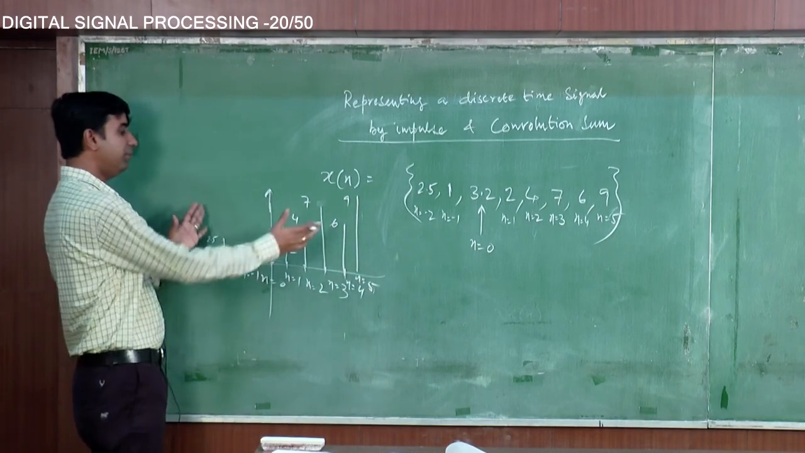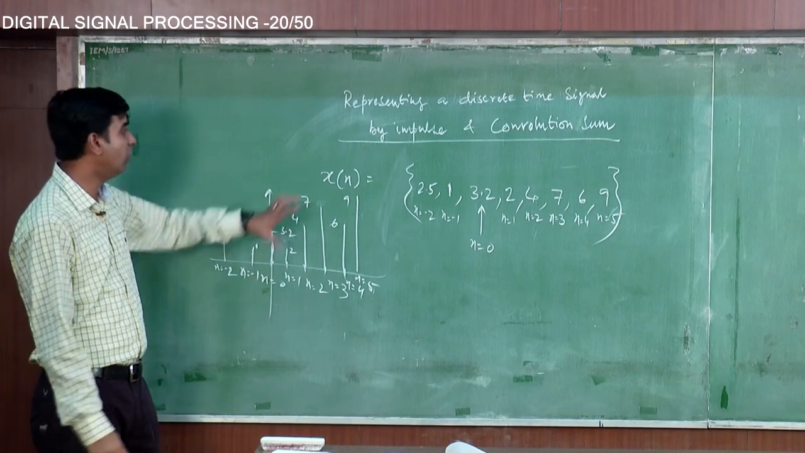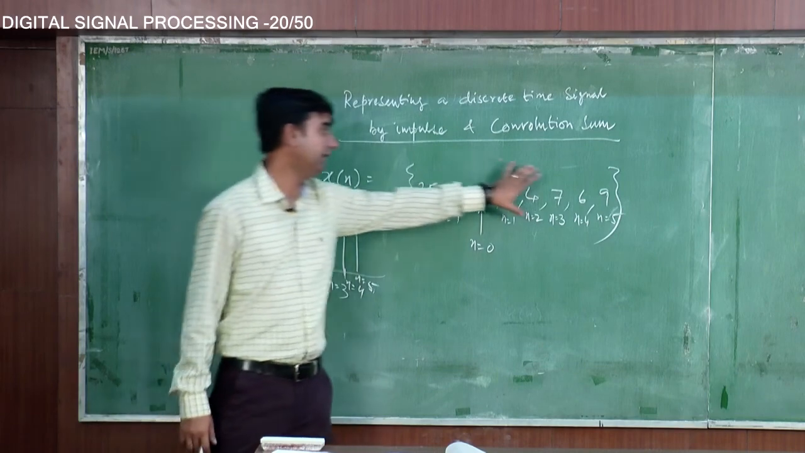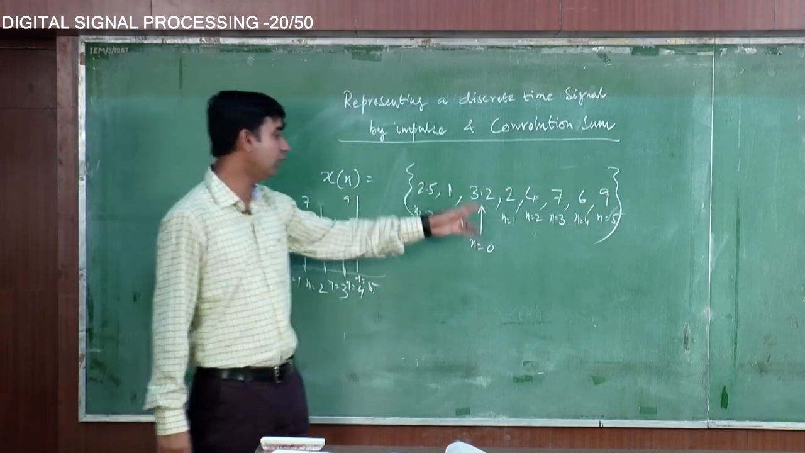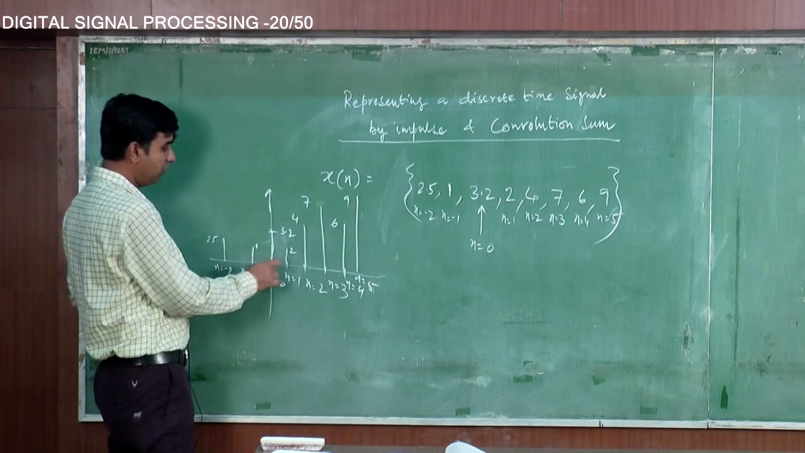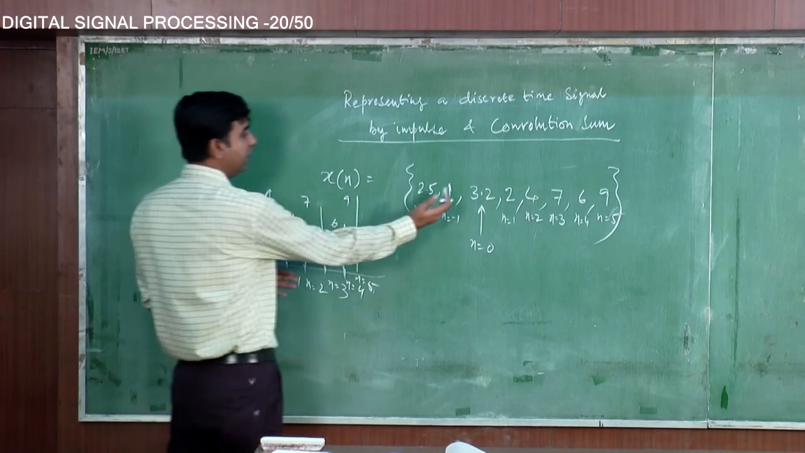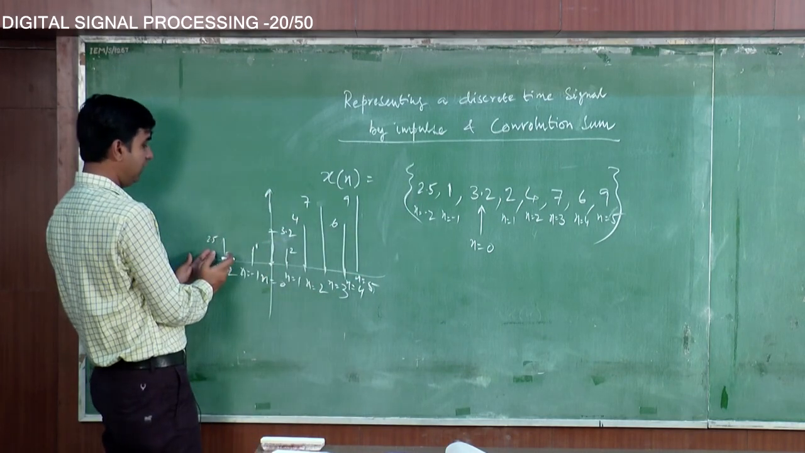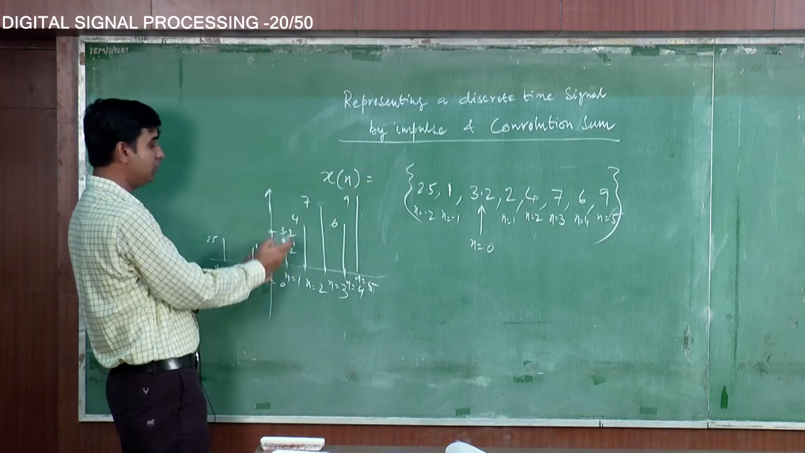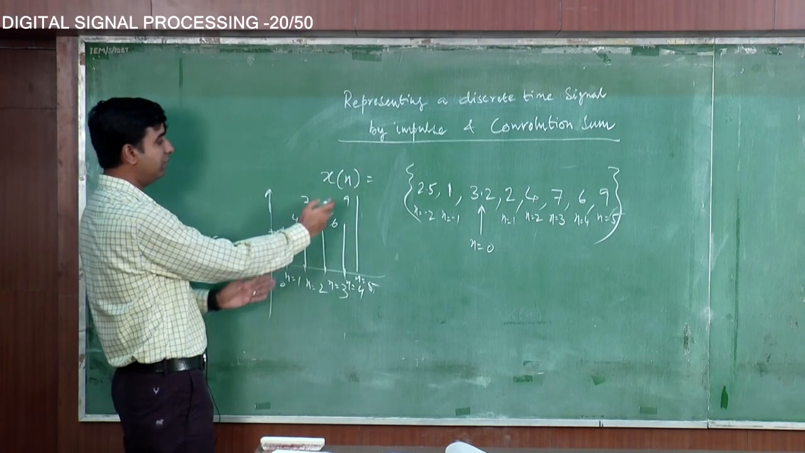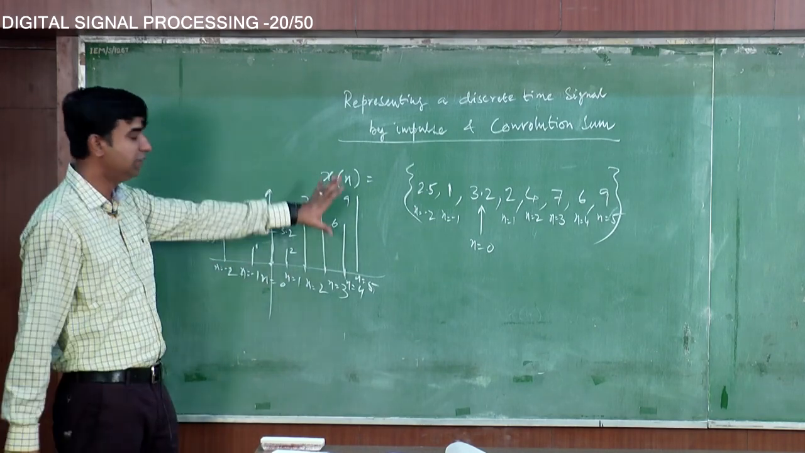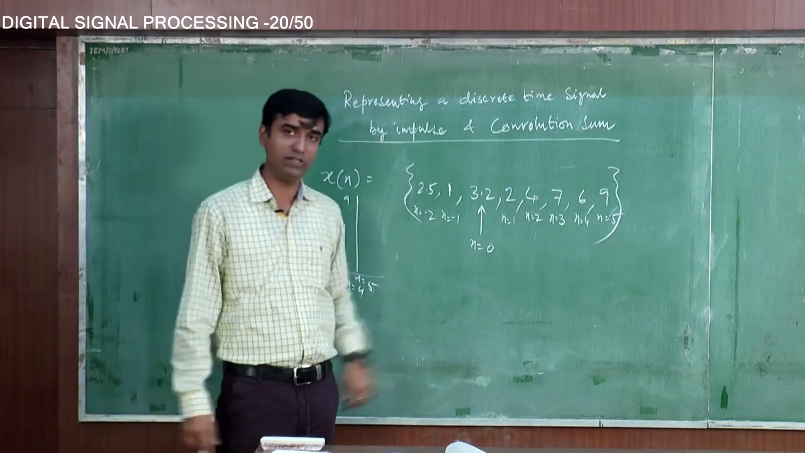So this is the complete graphical representation of this discrete time signal. x of n is the discrete time signal which has 8 values, and the arrowhead defines the origin. At the origin, that is n is equal to 0, the value is 3.2. At n is minus 1 and minus 2, the values are 1 and 2.5, and from n is 1 to 5 we have values 2, 4, 7, 6, and 9. This is the graphical representation, and that was the sequential representation.